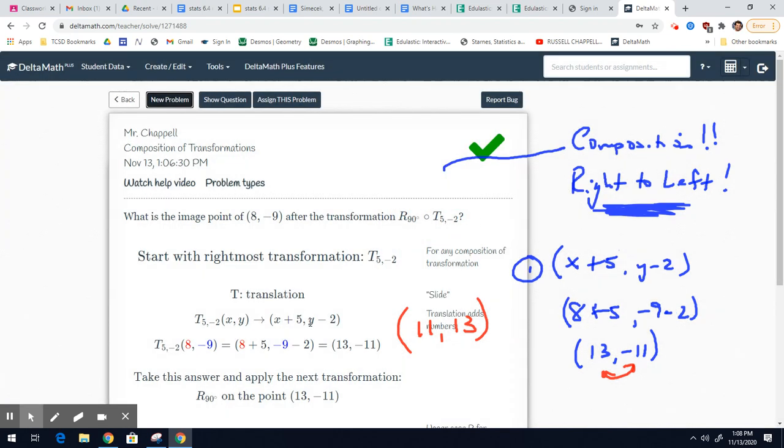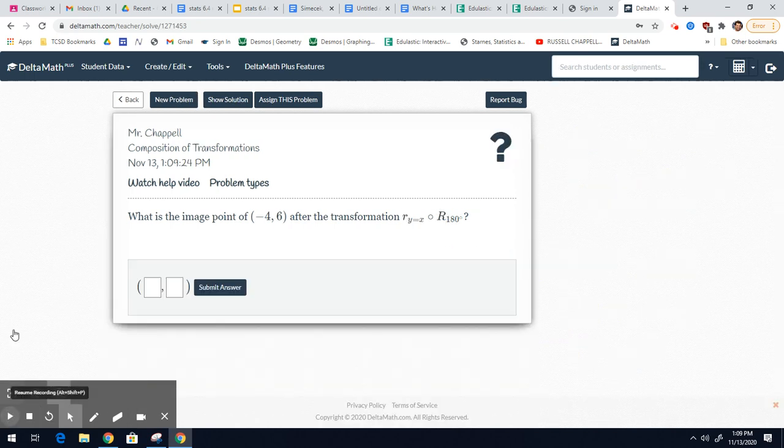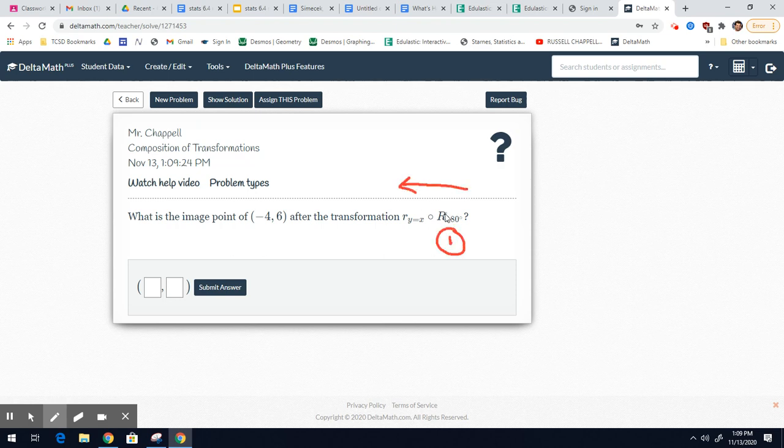Very cool. We'll do a couple more of these because these are very interesting problems. And again, I have to emphasize right to left. All right, let's take a look at this fun problem. It says, what is the image of point -4, 6 after the transformations of r, y equals x, composition with r of 180? So again, we have to work right to left. So we're first going to do this rotation, and then secondly, this reflection.